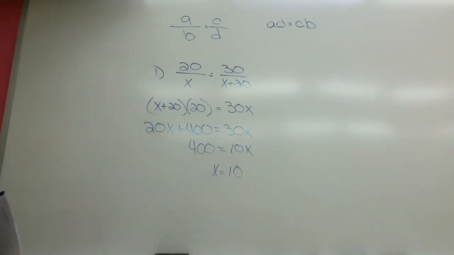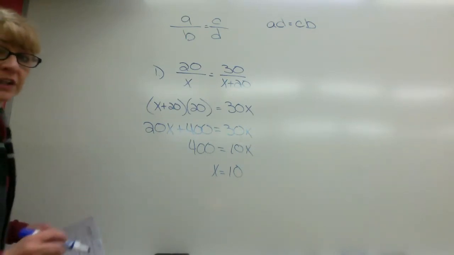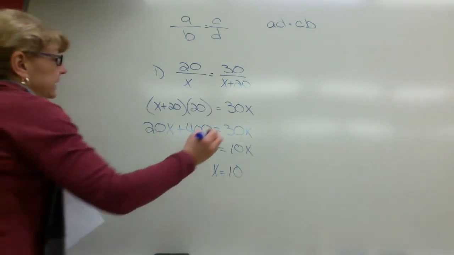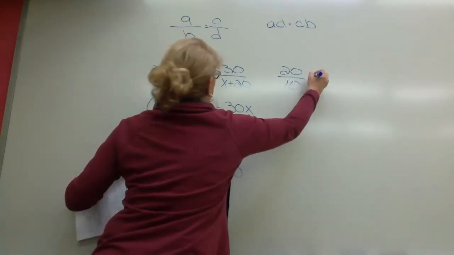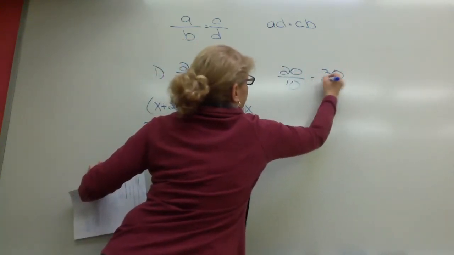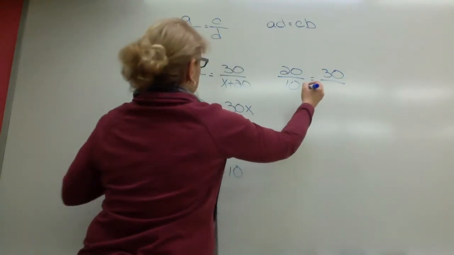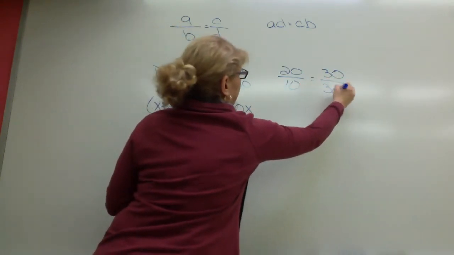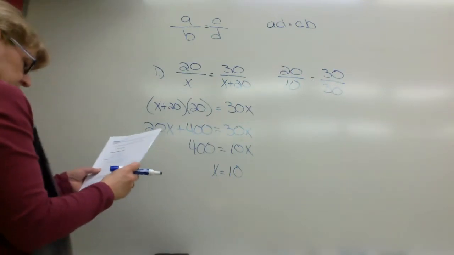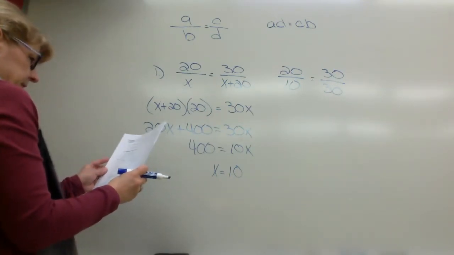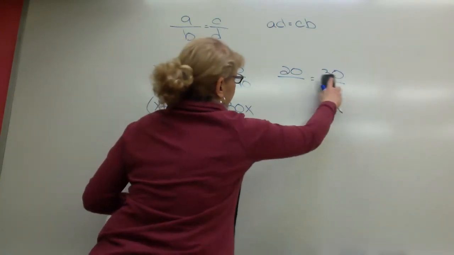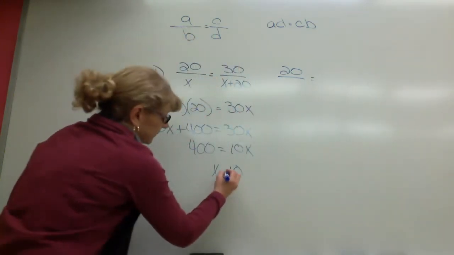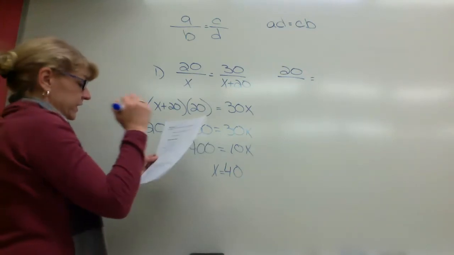Again, you can substitute that back in and check to make sure that that is the correct answer. So I have 20 tenths is equal to 30 over 30. Oops, that's not 10. I'm sorry. We'll make that a 40. I did not divide that well, so x equals 40.